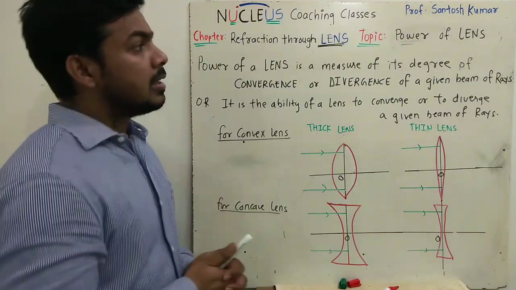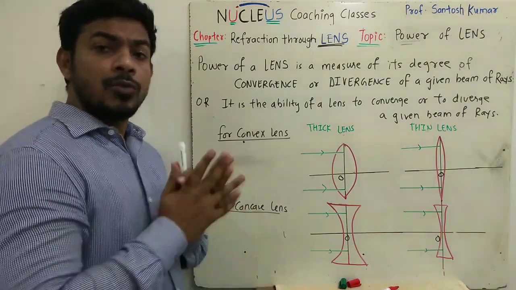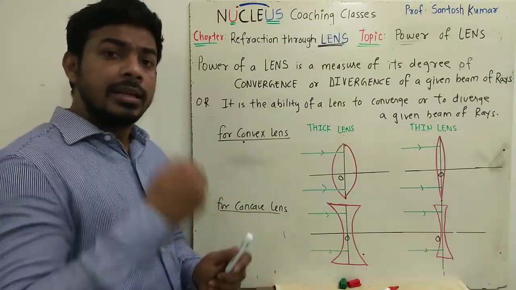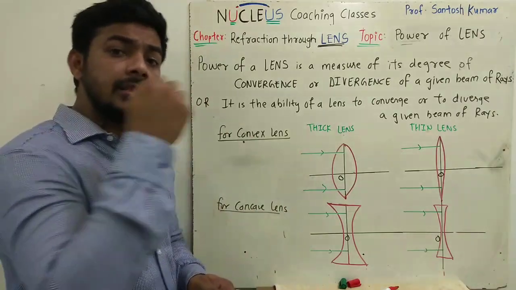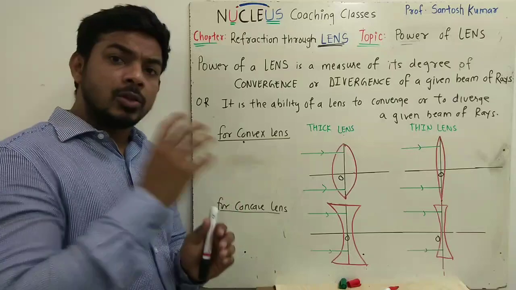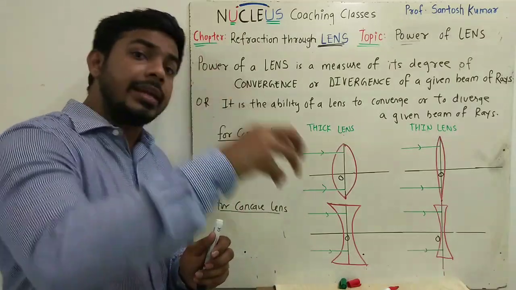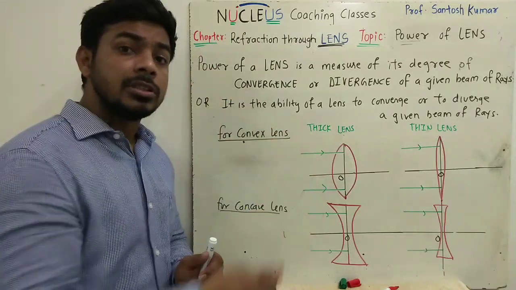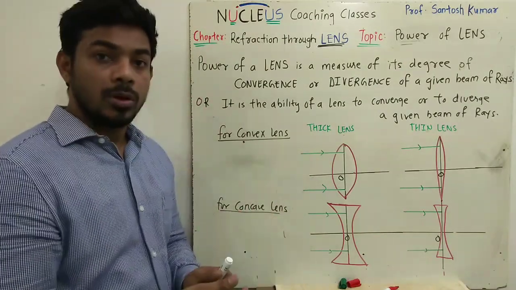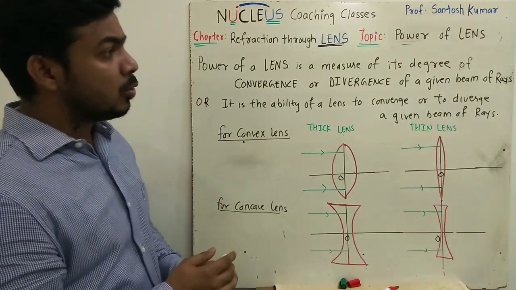Now let's study power of a lens. Whenever a parallel beam of rays passes through a lens, the rays either get converged or get diverged. That means if a ray of light passing through a lens gets converged to a greater extent or gets diverged to a greater extent, then the power of the lens will be more. You can see the definition over here.